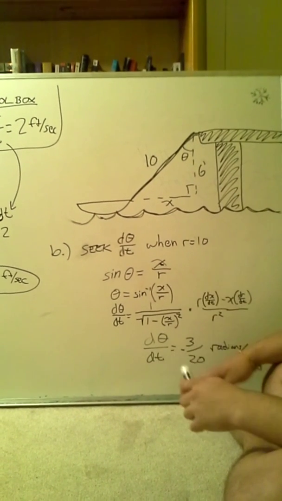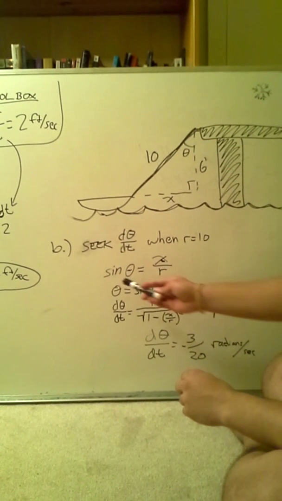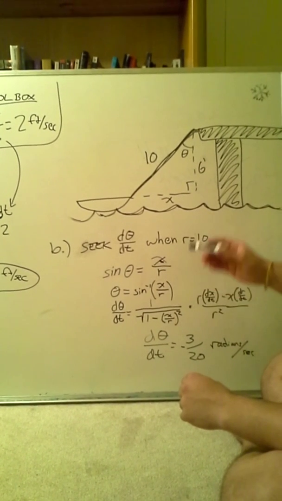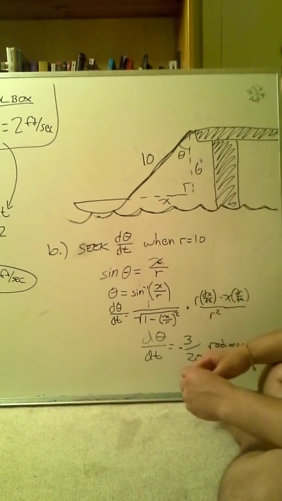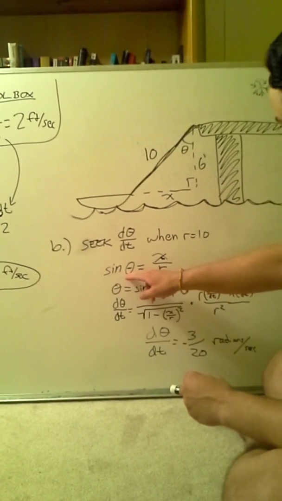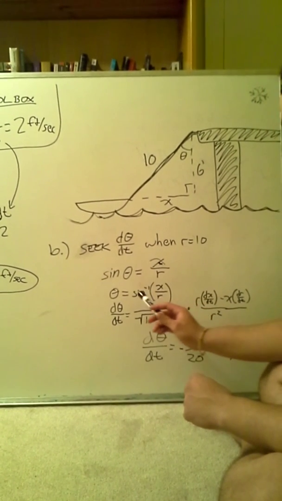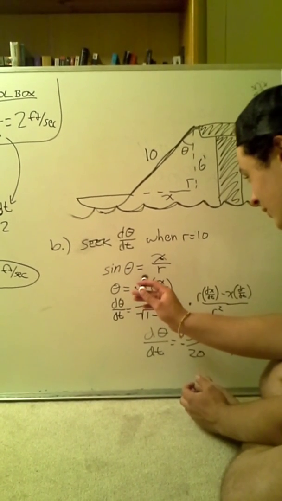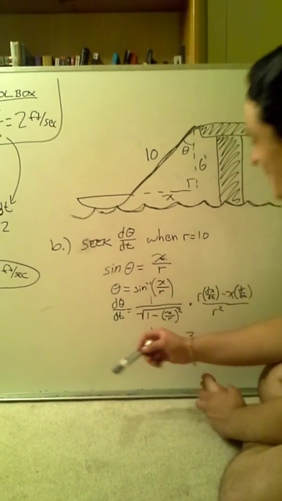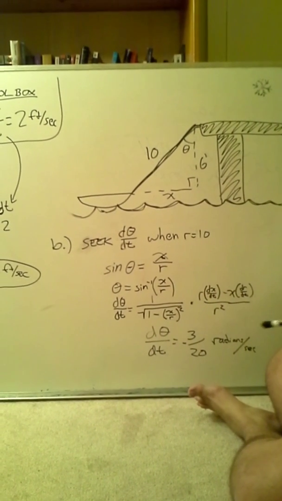Basically, you set it up, you can really look at it from any way, but I just decided to take the sine of the angle. So sine of theta equals x over r, right? Opposite over hypotenuse. So basically to find theta, you have to take the inverse sine of both sides, which gets you theta equals the inverse sine of x over r.